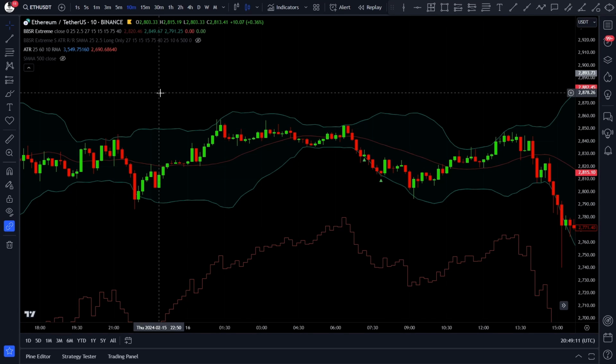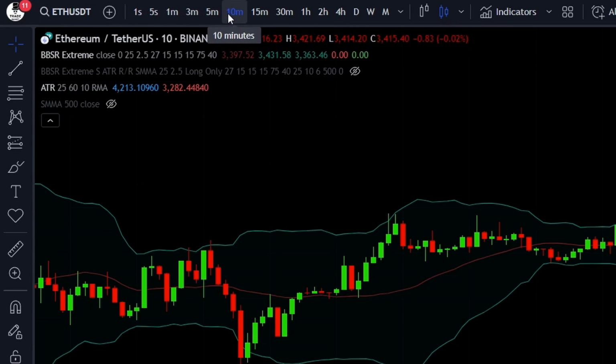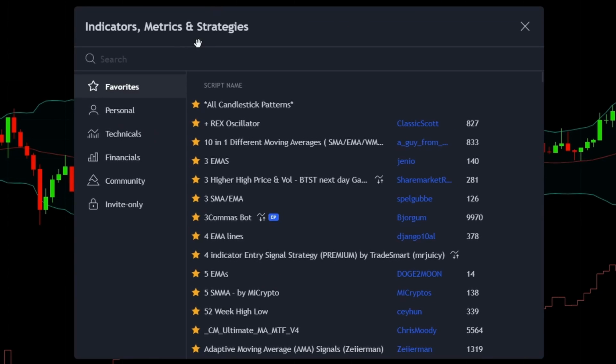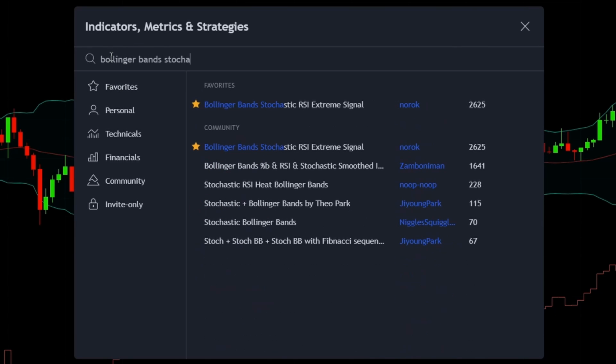Okay, for this strategy, first of all, open up TradingView and set up the ETH/USDT 10-minute chart. Once you got that, let's add our indicators. For this strategy, we will only need two indicators, an entry signal indicator and a stop loss and take profit indicator. For the entry signal indicator, we are going to use the Bollinger Bands Stochastic RSI Extreme indicator. So type in Bollinger Bands Stochastic RSI and you should see it coming up. Add this one to your chart.